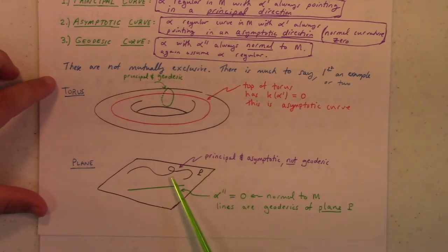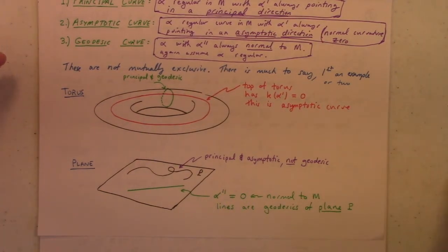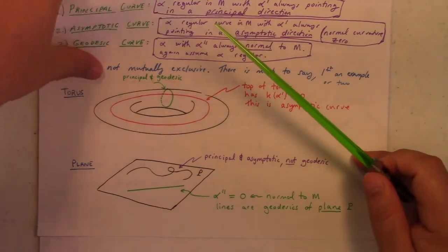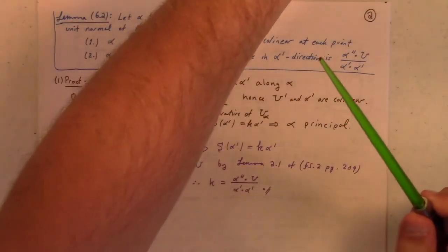Then this other wacky curve here in the plane, it's principal and asymptotic, but it's not geodesic. It's asymptotic unavoidably. The only normal curvatures defined are zero in the plane. And it's principal because every direction is a direction in which we have zero normal curvature. So it's kind of a stupid case. But anyway, it's a case nonetheless.